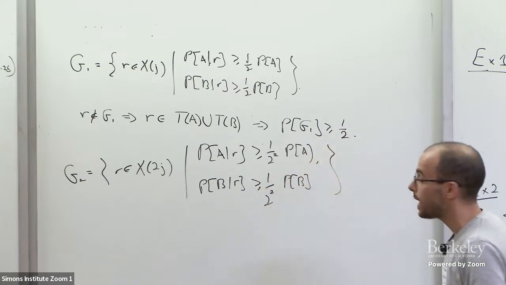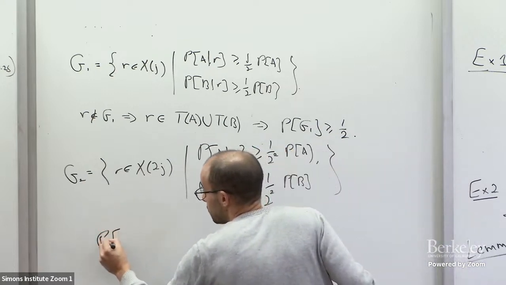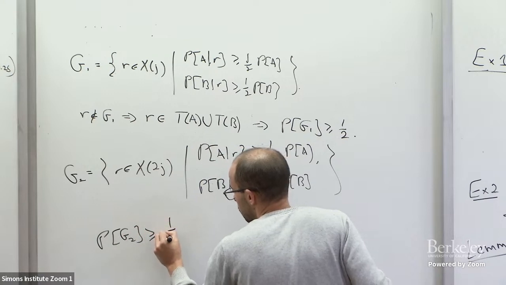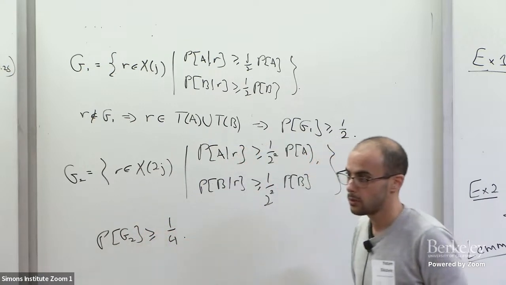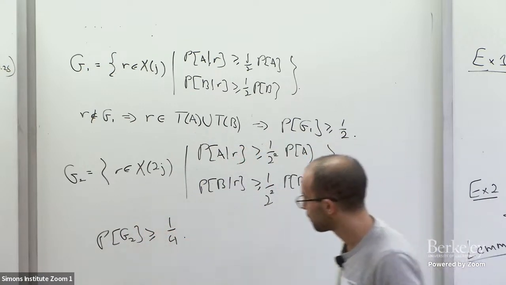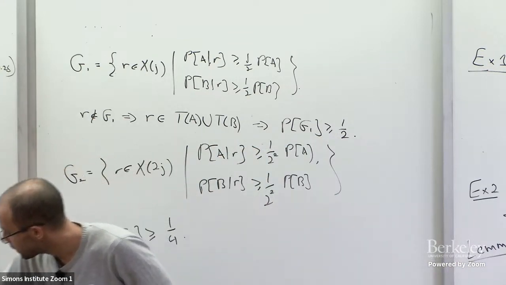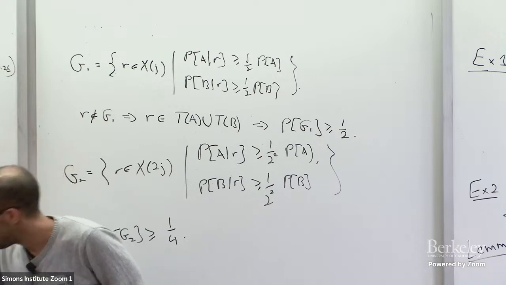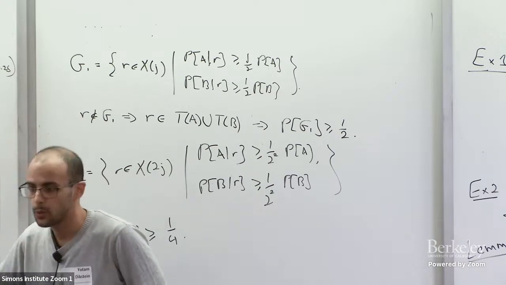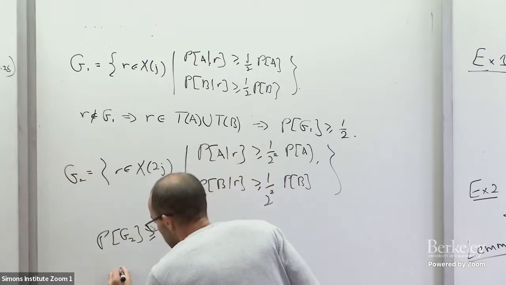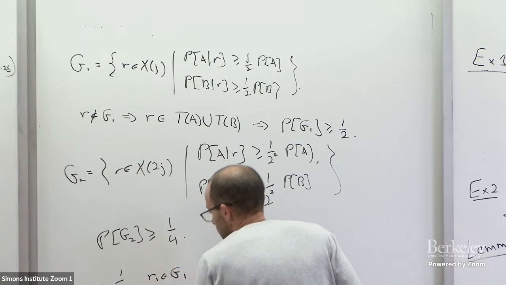Okay, then I claim that the probability of this G2 is itself greater or equal to a quarter. And why is this? Simple. We're sampling this set G2. So, first we sampled R1. If it's in the bad set, okay, we lose, but it's in the good set with probability half. So, with probability half, R1 is in G1.